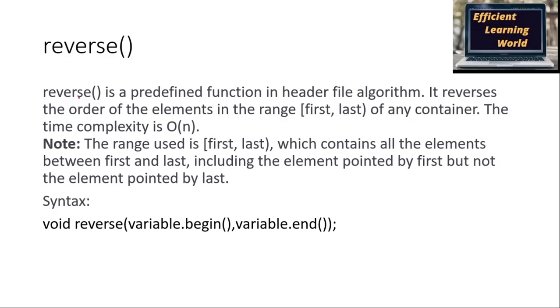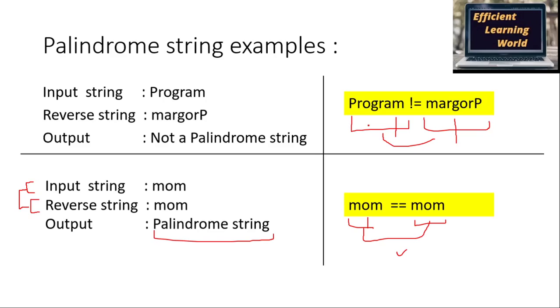So what is the reverse function? This function is a predefined function. It is defined in the algorithm header file. It reverses the order of elements in that string or in the range. You must give the range in the reverse function's parameters. For example, I explained that this is my input string and this is my reverse string. So I reverse the input string.